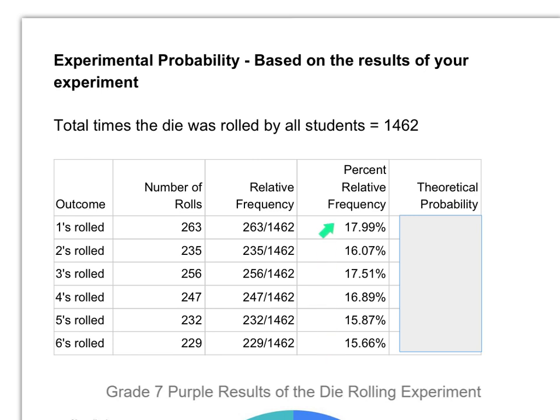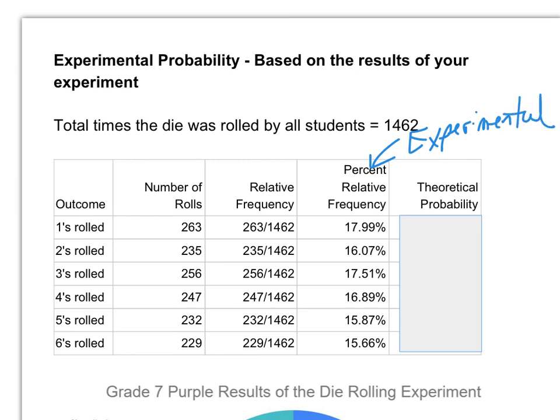And if you look at the percents that these relative frequencies are equivalent to, you see that the percents are all pretty close to each other as well. They're between 15% and almost 18%. So those are the relative frequency percents, or otherwise known as our experimental probability. So this is also the experimental probability.